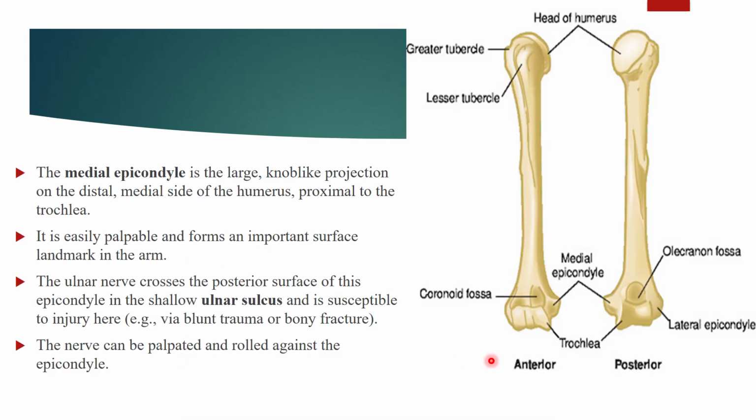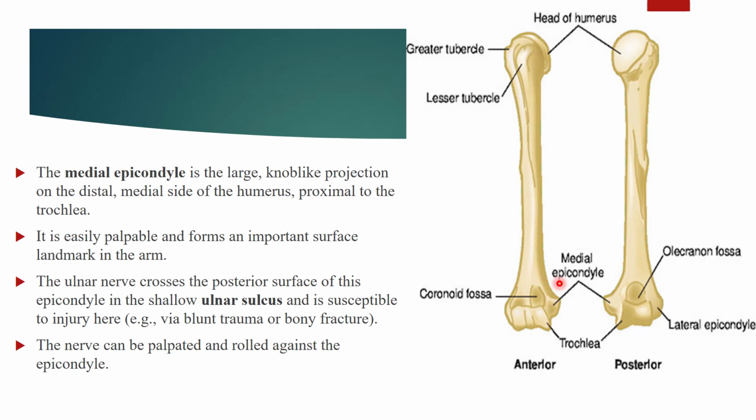The medial epicondyle, see here, on the medial side there is a big epicondyle which is bigger than the lateral one, and it is a large knob-like projection on the distal medial side of the humerus proximal to the trochlea. The lateral epicondyle was proximal to the capitulum and the medial epicondyle is proximal to the trochlea. It is also easily palpable and it forms an important surface landmark in the arm.